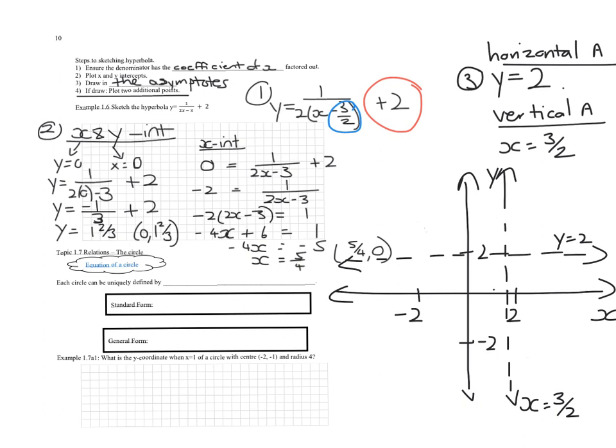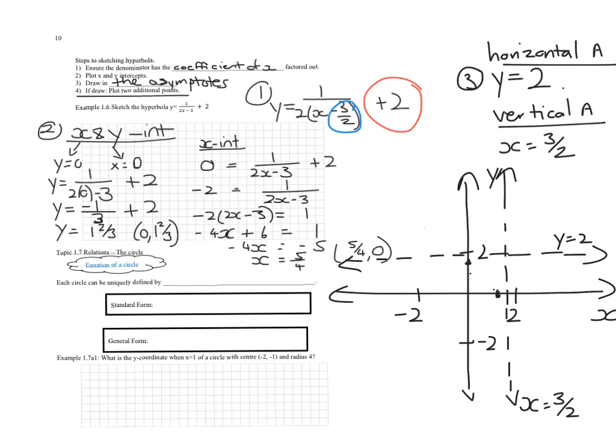Then we're going to plot the x and y intercepts. I could have done that first, it doesn't really matter which order you do it in. So we're going to do 0, 1 and 2/3, so x is going to be 0, and the y-intercept is about 2/3 there. And then the x-intercept is going to be 5 over 4, 0. I did negative 5 on 5, it's on the other side. 5 over 4 is about 1.25, so it's going to be about there.